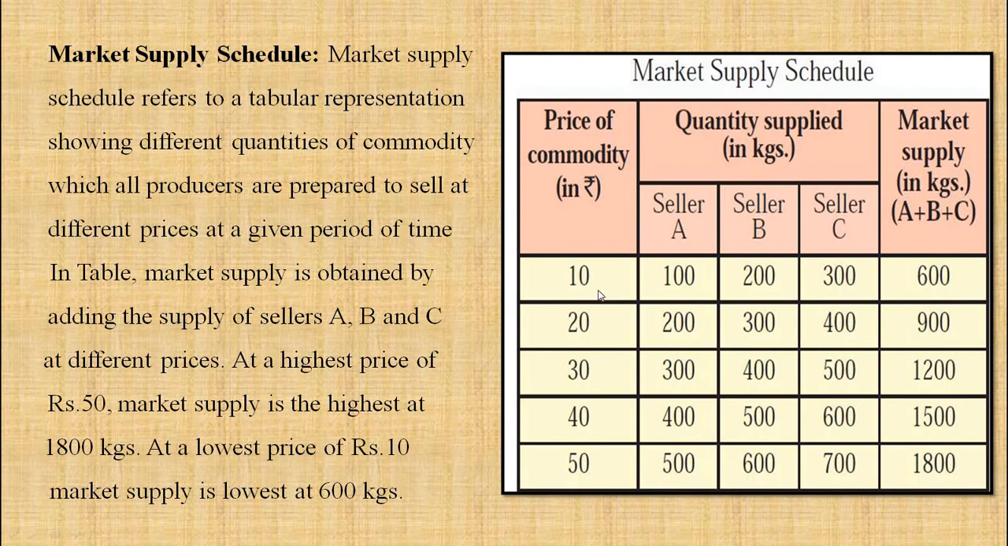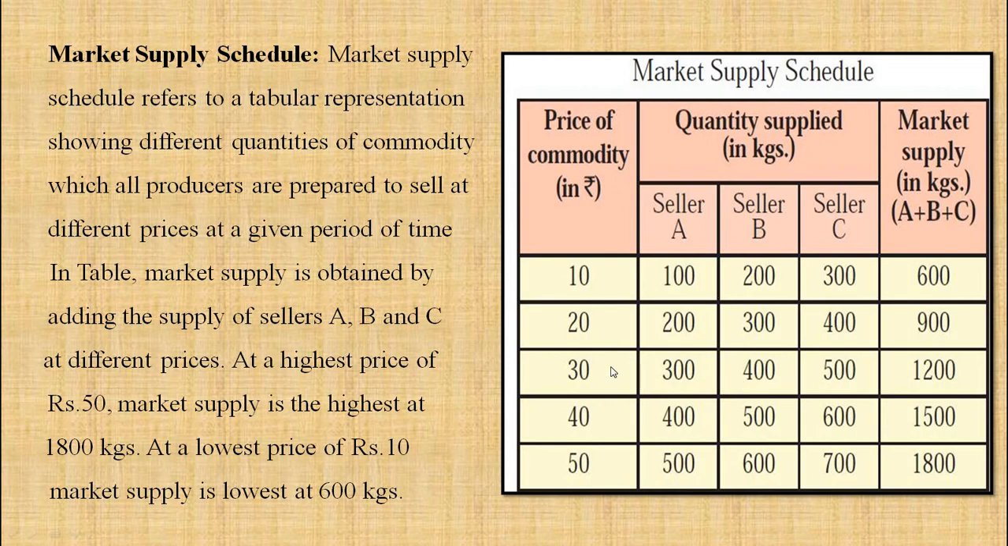We will just see that when the price is 10, every seller can sell different quantities depending upon the ability of the seller. At price 10, A is selling 100, B is selling 200, C is selling 300. So 100 plus 200 plus 300, it is 600. When price rises, supply also rises. So A is selling now 200, B is selling 300 and C is selling 400. So 200, 300, 400 is 900.